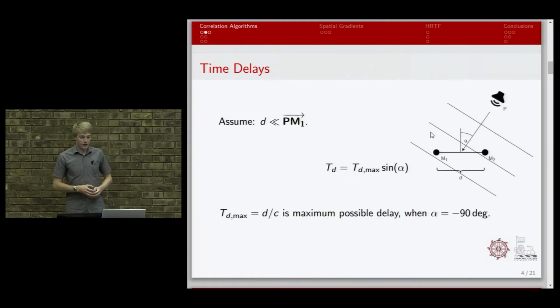For these algorithms, we'll be assuming that the distance between the microphones and the sound source is much greater than the aperture of the apparatus. This is so that we can model the sound as it approaches as a plane wave, and thus the angle at which it approaches the microphones is constant. We'll be using the interaural time delay to calculate alpha using this equation here. Once we've found the delay value, we can just rearrange and solve. And T_D max is the maximum possible time delay, which quite clearly occurs when your sound source is in line with your two microphones.